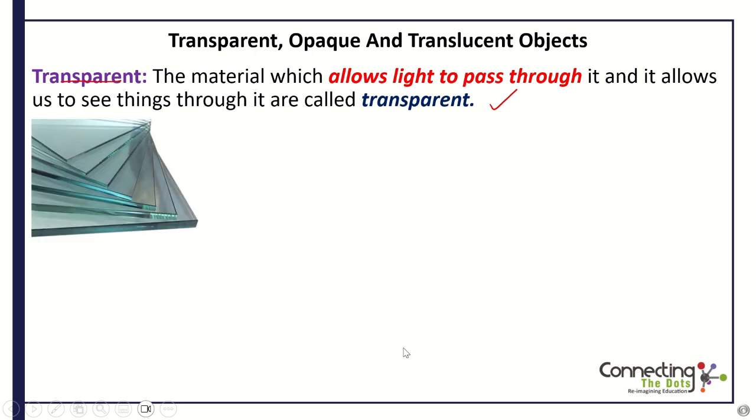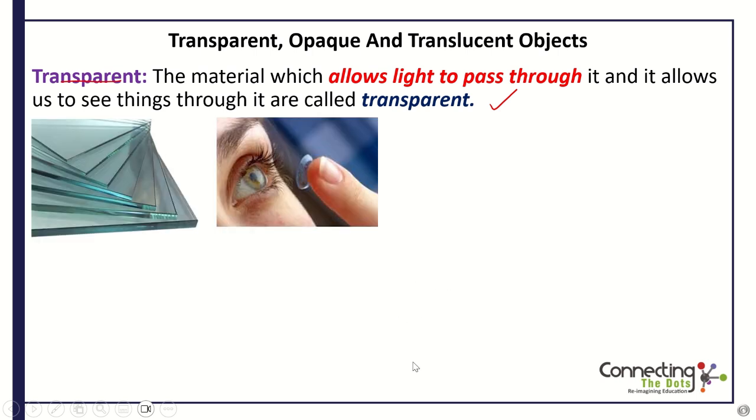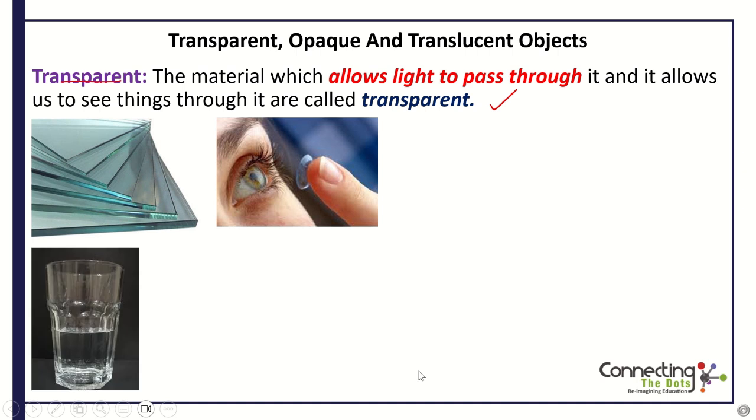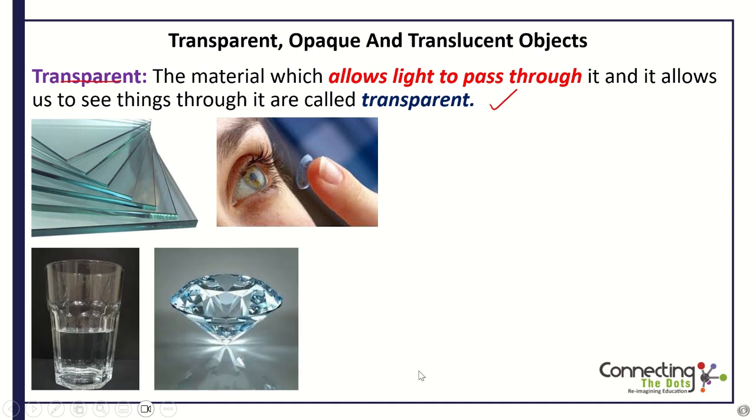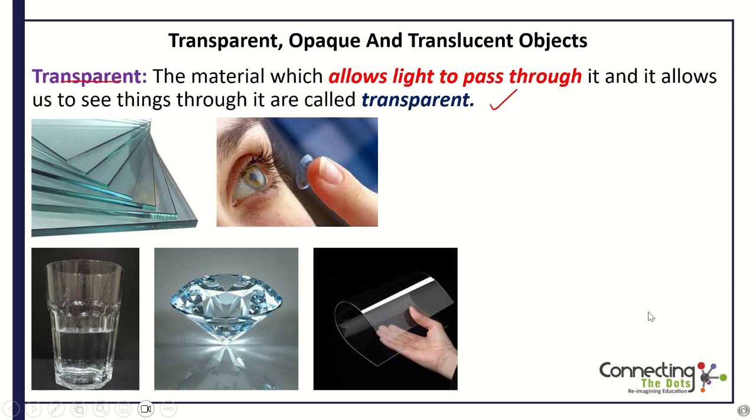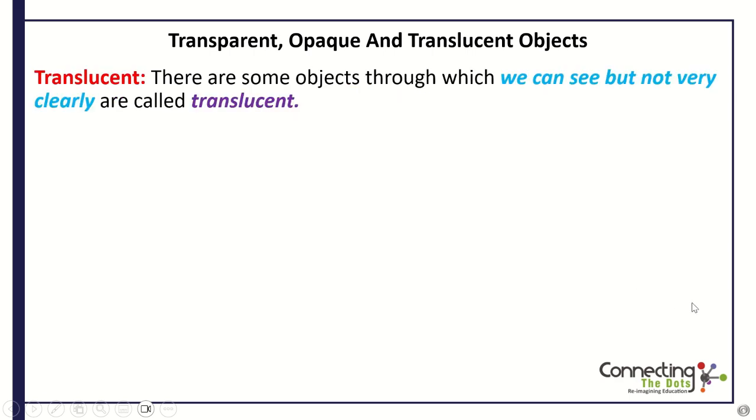Examples are glass panes, the lens that you put in your eyes, the contact lenses, which improve our vision, are an example of a transparent object. The glass, right? Diamond is another example of a transparent object. And then certain kinds of plastics or fiber, which help us to see through them. So those objects which allow the light to pass through them are known as transparent objects.